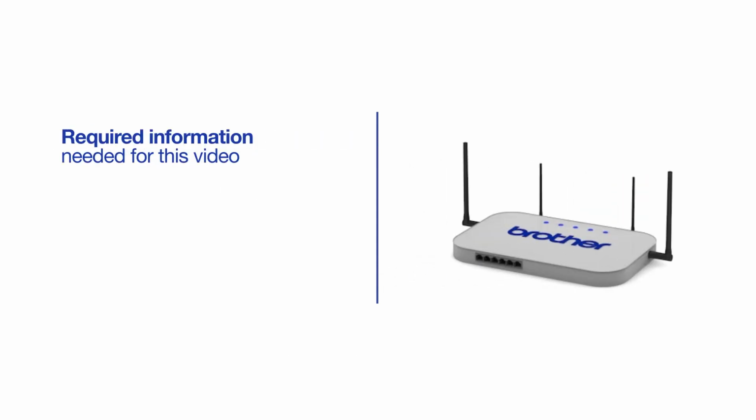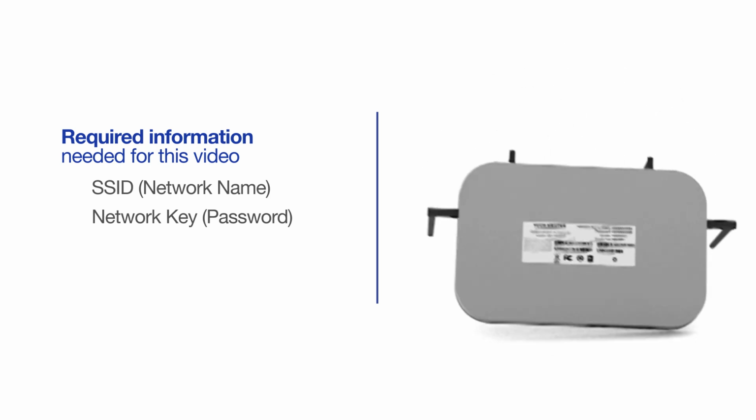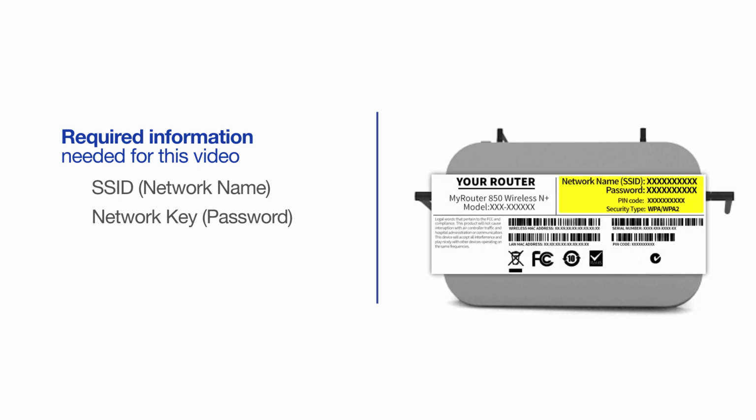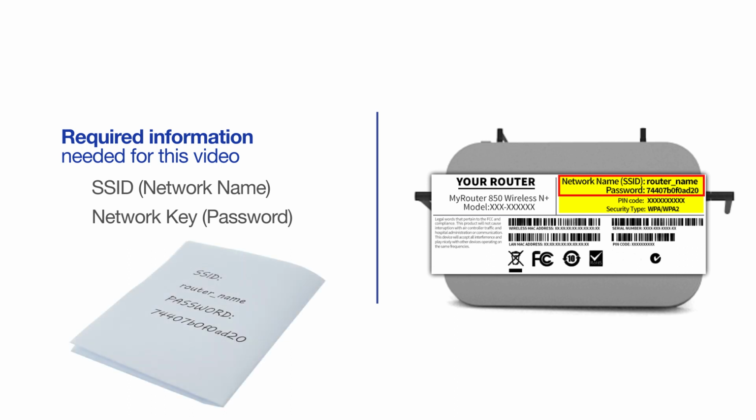You will need to gather some information about your wireless network in order to connect your machine. You'll need to know the SSID or network name of your router or access point. And you'll need to know your network key or password. The default settings for your router or access point can be found on the equipment label. If your SSID or network key contain both uppercase and lowercase letters, be sure to record them, as both of these credentials are case sensitive.